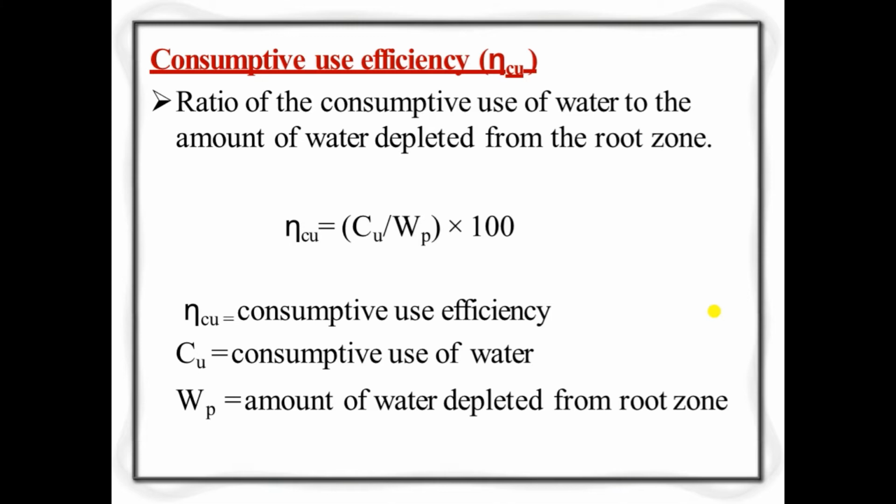Next is the consumptive use efficiency. It is the ratio of the consumptive use of water to the amount of water depleted from the root zone. We know how to calculate the consumptive use of water. So, Cu upon Wp multiplied by 100, where Cu is the consumptive use of water and Wp is the amount of water depleted from the root zone.